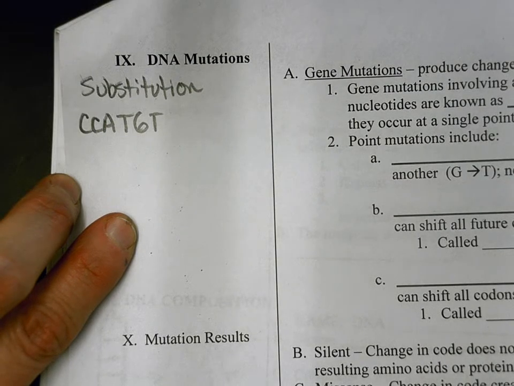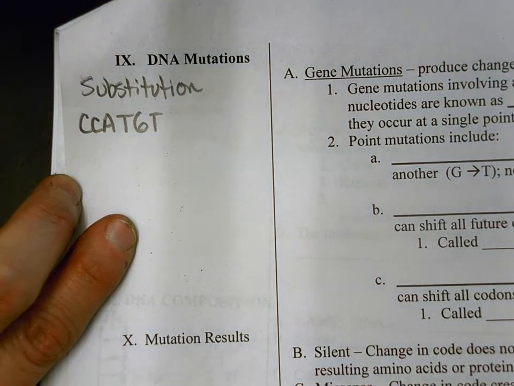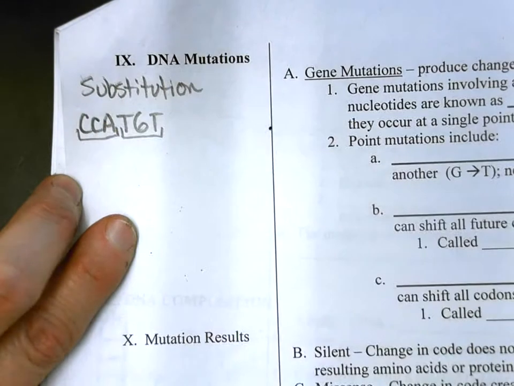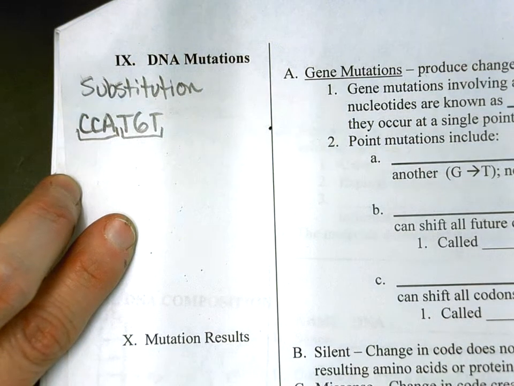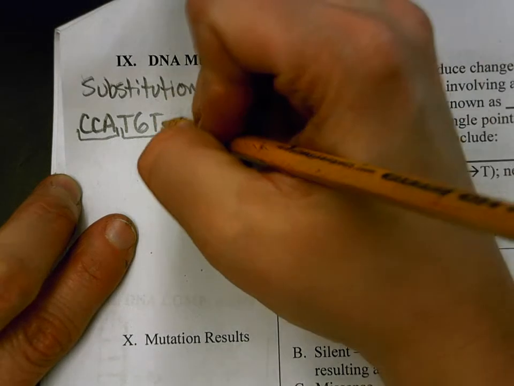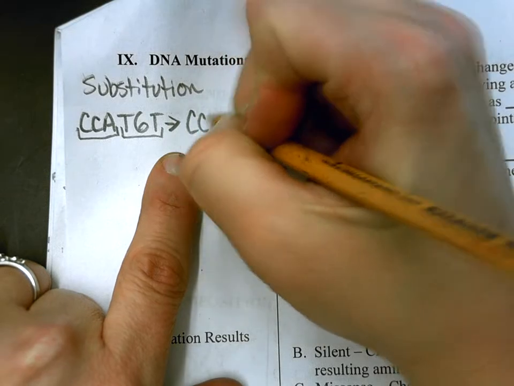There's no U's, but there are what? T's, okay? Now, on the test, you should do this. Anytime I give you code, you should break it into the three-letter reading frame. So, okay, we'll say the first three letters were CCA, the second three letters are TGT. Now I'm going to mutate this code via substitution to this.